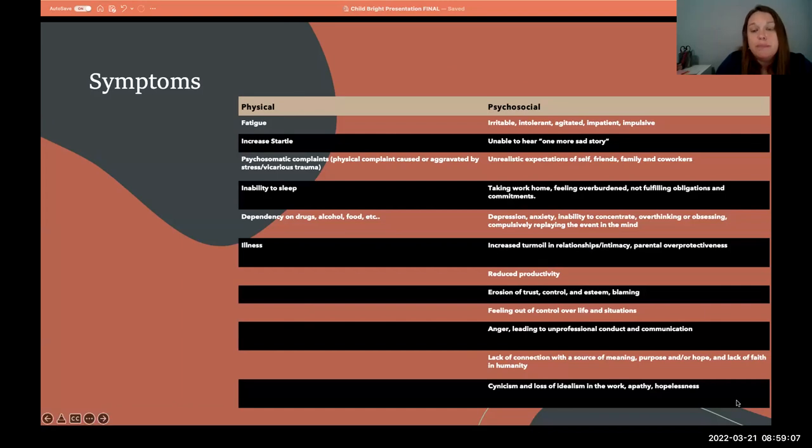So here are some of the impacts of vicarious trauma and secondary trauma. Some physical ones would be fatigue, inability to sleep, and illness. Some psychosocial ones include changes in relationships with family and friends, erosion of trust and self-esteem, and feeling out of control in your life.